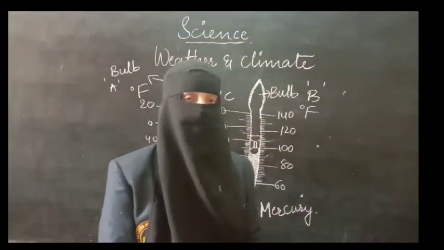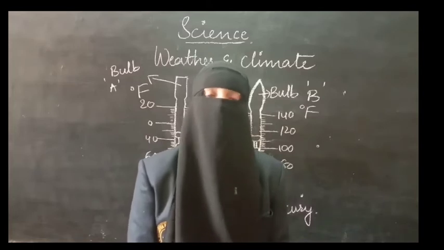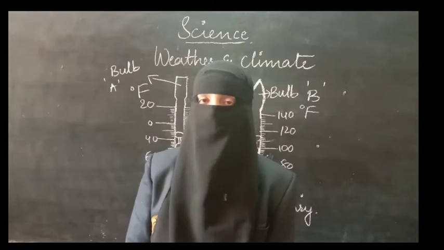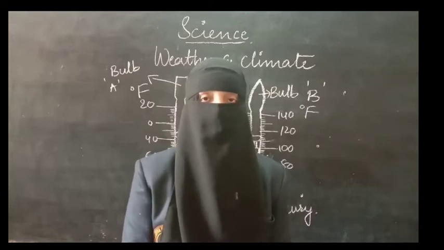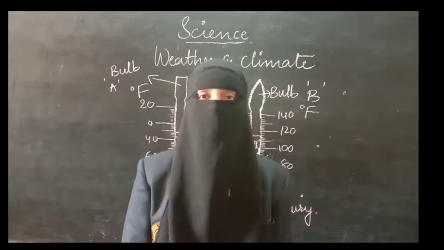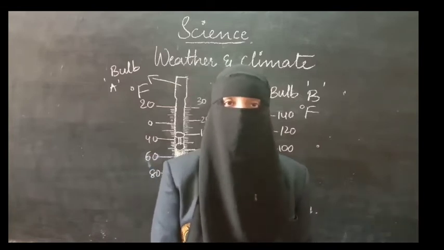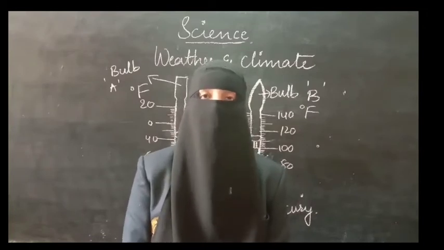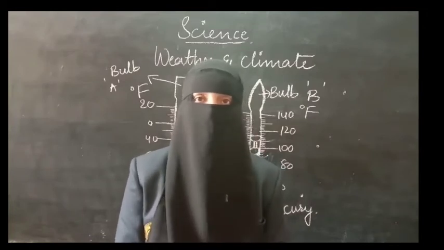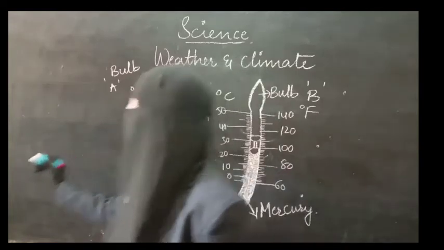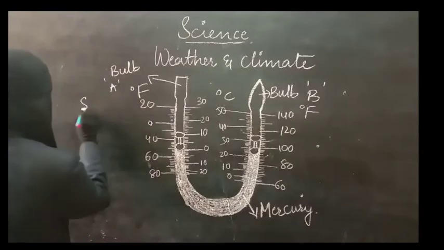As we have discussed, to know the temperature of any object or of any place, we use thermometers. In the lesson heat and measurement, we have discussed that to measure a body temperature, we use a clinical thermometer and digital thermometer. In the same way, to measure the temperature of a place or of a day, we use a thermometer that is called Six's maximum minimum thermometer.